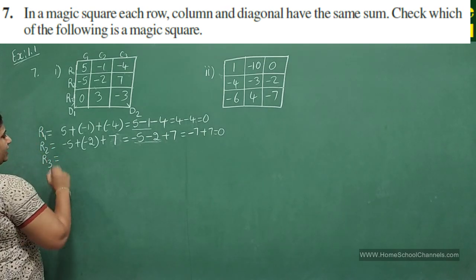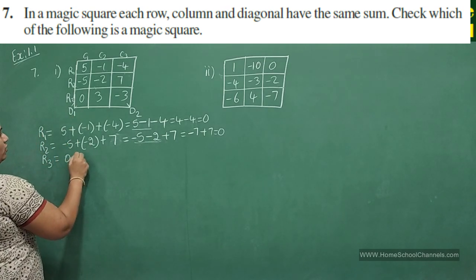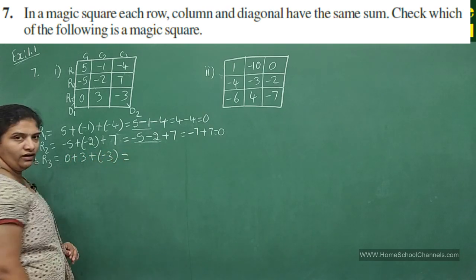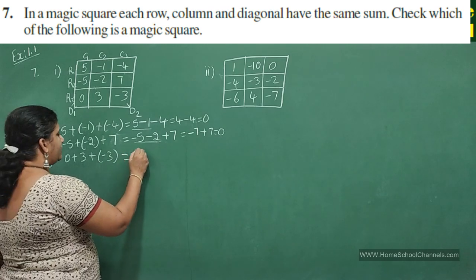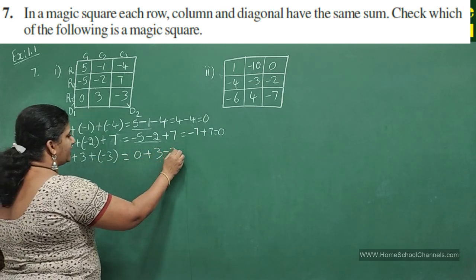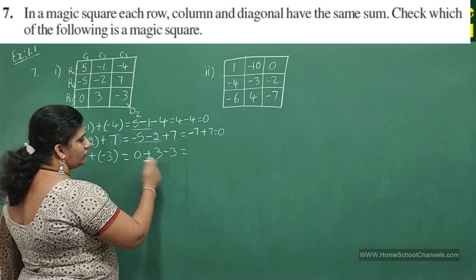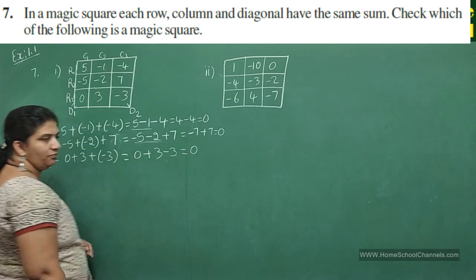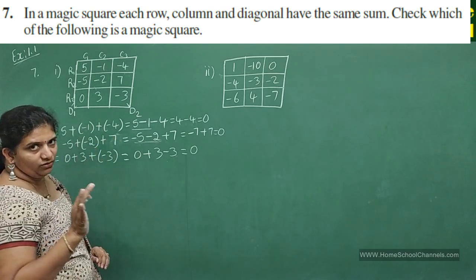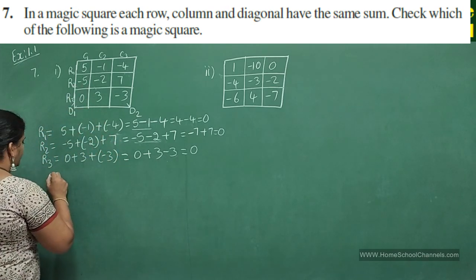Next, R3. 0 plus 3 plus minus 3. Okay. Now this one, 0 plus 3 plus into minus, minus 3. 3 minus 3, 0. 0 plus 0, 0. Now all three rows if we add, we got 0. Now coming to columns.